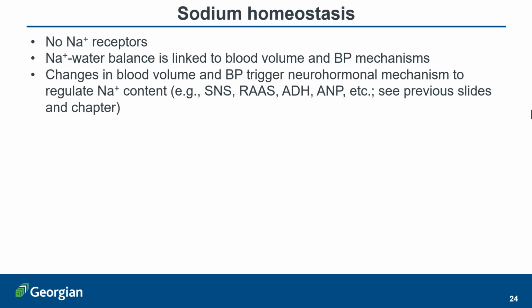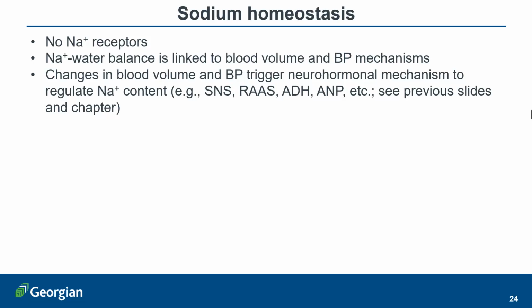In terms of sodium homeostasis, there really aren't any sodium receptors in the body. So how do we know how much sodium there is? Well, that's why we measure blood volume and blood pressure. This is why there are receptors to measure blood volume. Really, blood volume is tied to the osmolarity of blood. They are osmoreceptors, and that is an indication of blood volume.